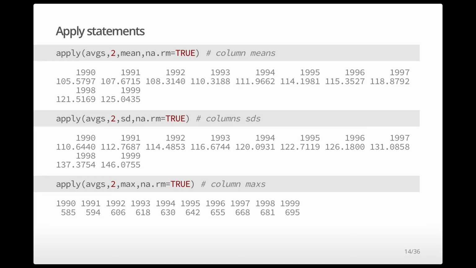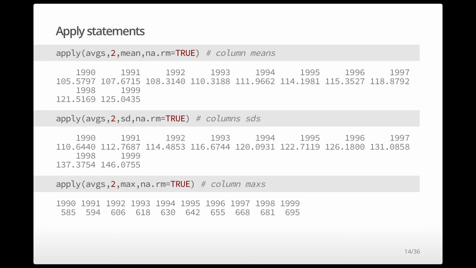Matrix or data frame with numeric data, numbers, by each column. Function, it just happens to be mean. If we wanted median, we could have done that. Here we do standard deviation, here we do max. So these are the column standard deviations, the column maxes. So the mean for 1999 was 125, the standard deviation was 126, the maximum was 695. Okay?